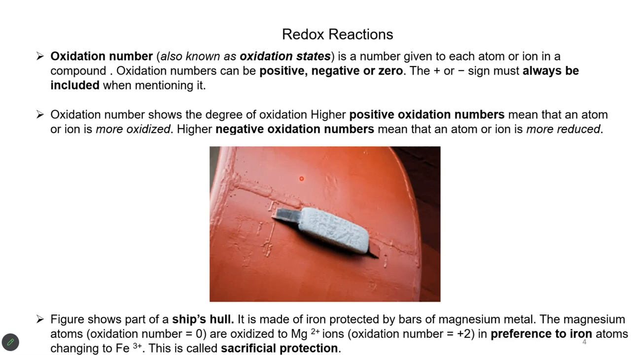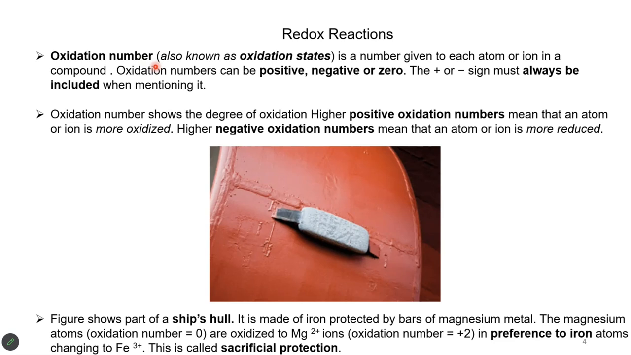That could be explained in detail when we go to advanced level chemistry in A level. There we learn about electrode potential, and this explains more easily why magnesium gets oxidized before iron. Now we go to oxidation number.